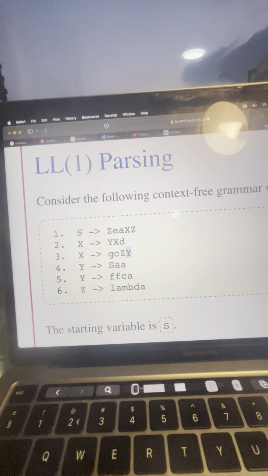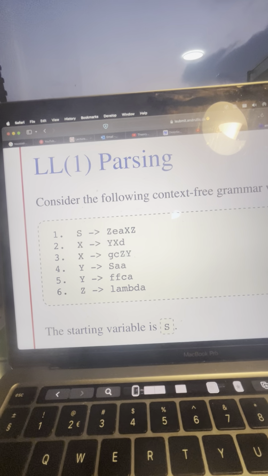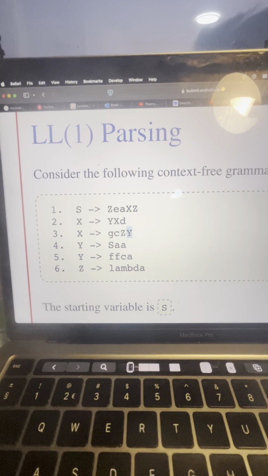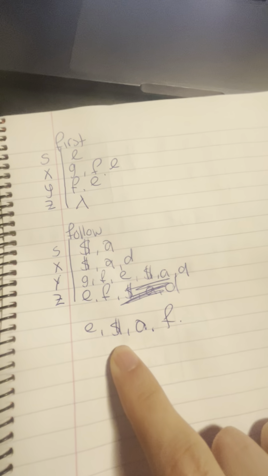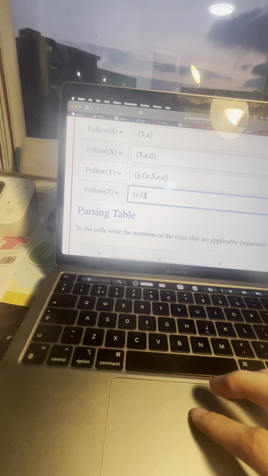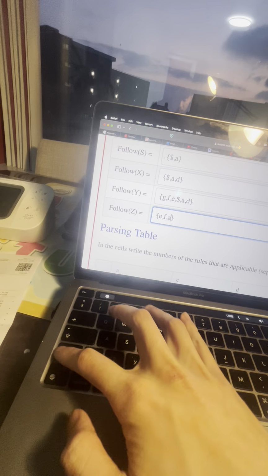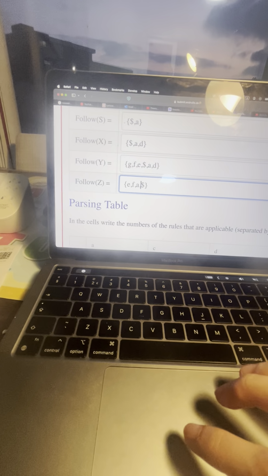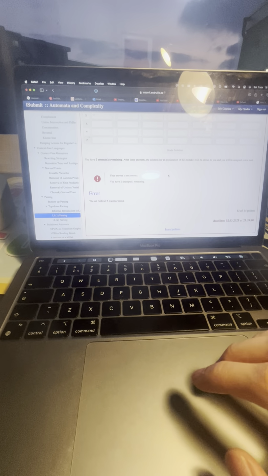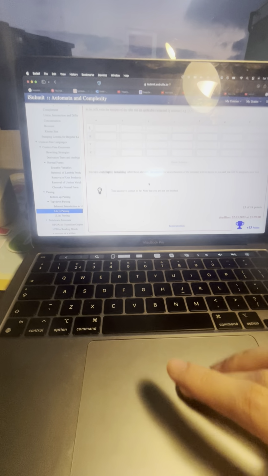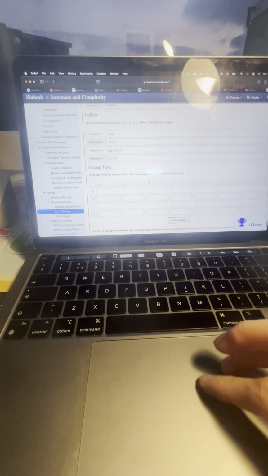Then we have the second Z, which is the first of Y. What is the first of Y? It's F and E. So it's like this: E, dollar sign, A, F. Okay, let's grade the solution. This should be correct. Yes, now it's correct.